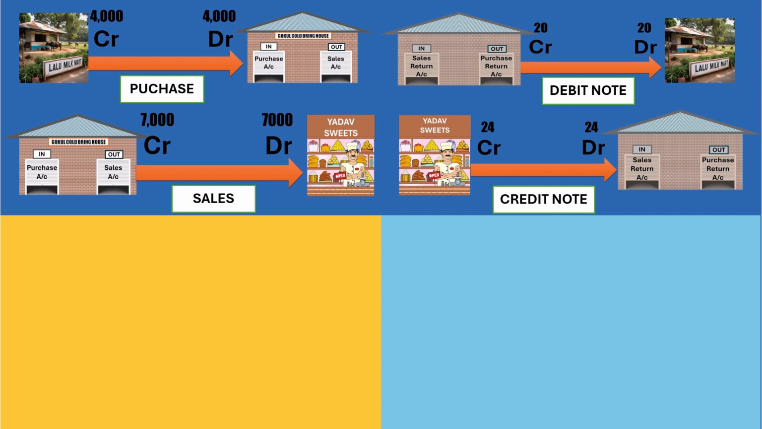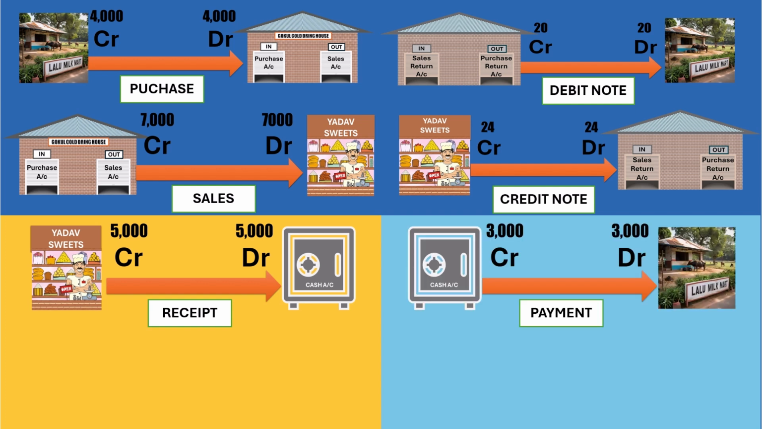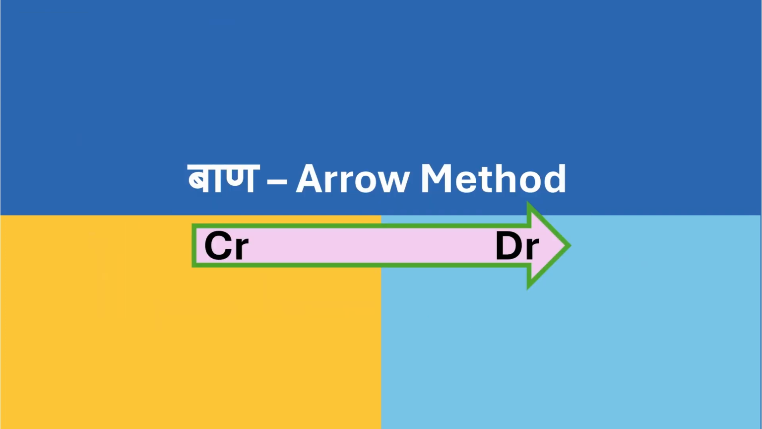In all four transactions, there was a movement of goods from one location to another, so our arrow method worked perfectly. In the next set of transactions, there is movement of money. Cash of 5,000 moved from Yadav Sweets to our cash box. As payment was made, cash moved from the cash box to Lalu Milk Mart. And finally, when we deposited money in the bank, the cash moved from the cash box to Dena Bank. I hope this unconventional arrow method has helped you quickly decide which ledger to debit and which to credit, even if you are a commerce student.